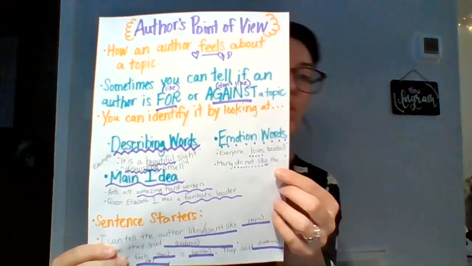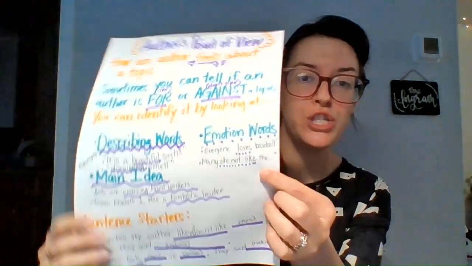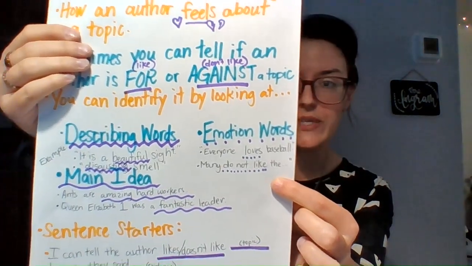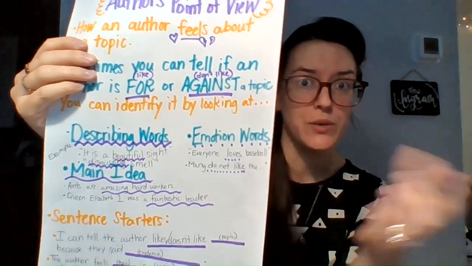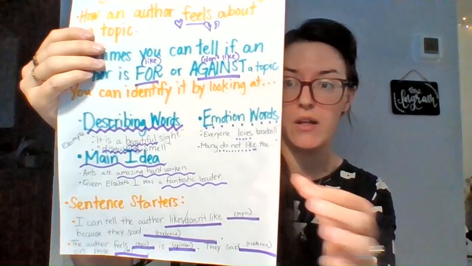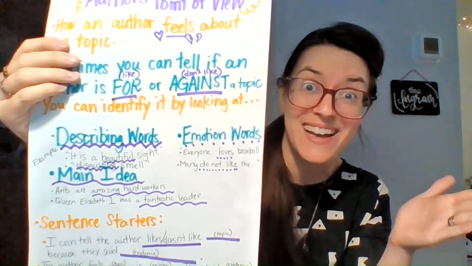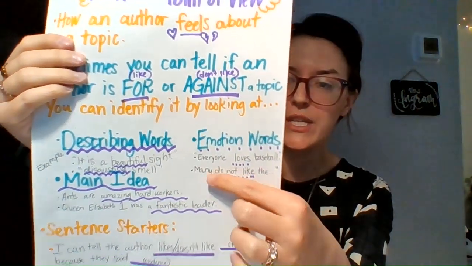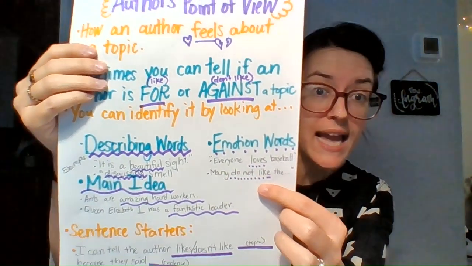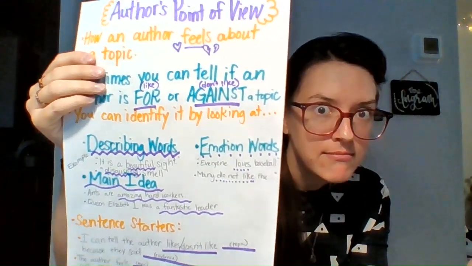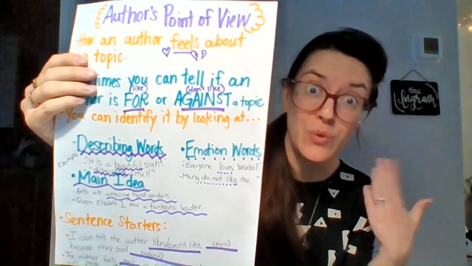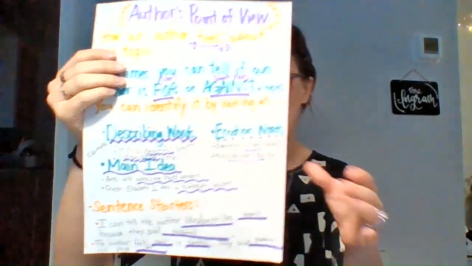We can also look at the emotion words that the author uses. And here I've got two examples. Everyone loves baseball, so what's their point of view? They love baseball. They're straight up telling us the point of view. We also have here, it says many do not like, yep, so if they tell you they don't like it, that is the point of view. The evidence actually gives you the answer.